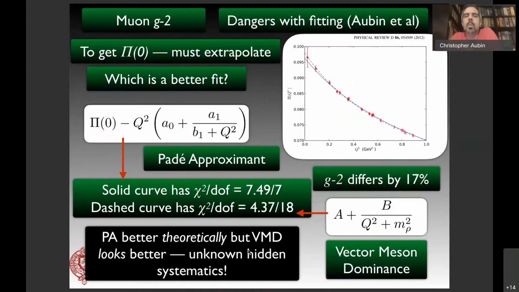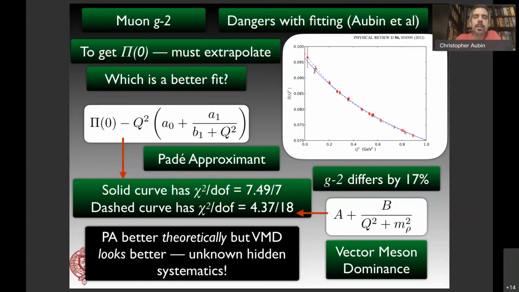This is one of the things to point out: even if you don't understand all of the physics I'm talking about right now, think of the fitting problems that I'm going to discuss, because that matters. So this here is a plot of pi of q squared, the red points, with two possible fits. One is a vector meson dominance model, where A and B are the fit parameters, and M rho is actually not a fit parameter, that's a fixed number.